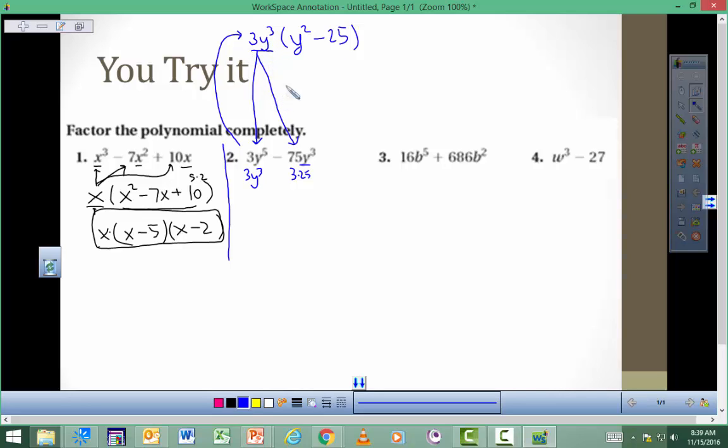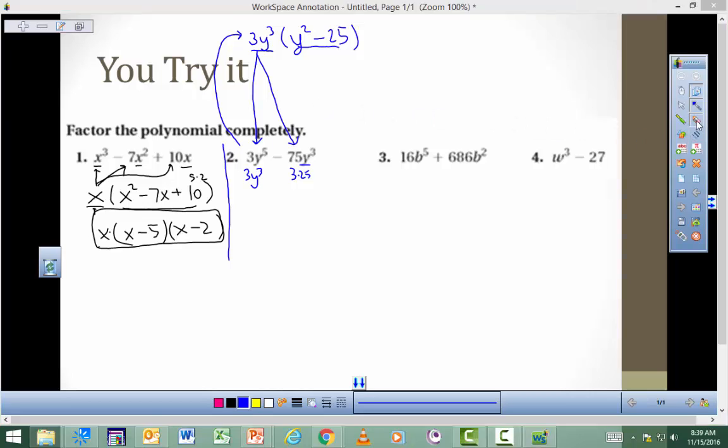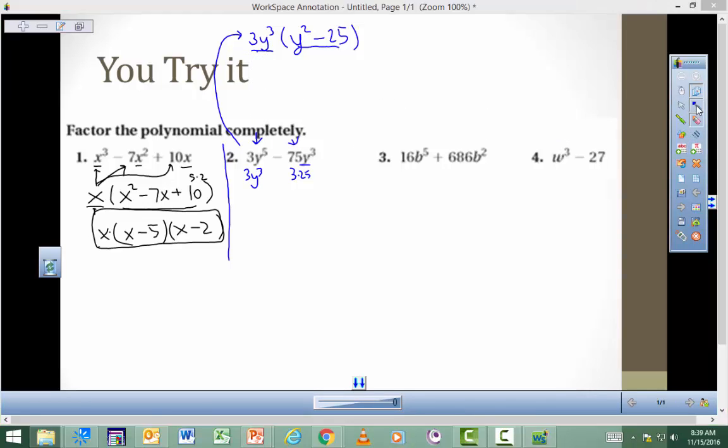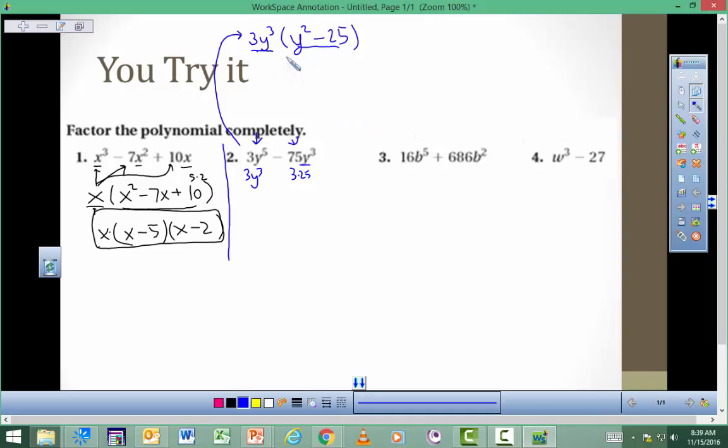This portion is prime already, but this part is not prime yet. I need to factor the difference of 2 squares, and this of course is what we did in chapter 1, so I'm not going to reteach all those steps in this lesson, but hopefully you recognize that this should break down to y plus 5 and y minus 5. And then out in front we have a 3y squared. And now we'd say this is factored completely.